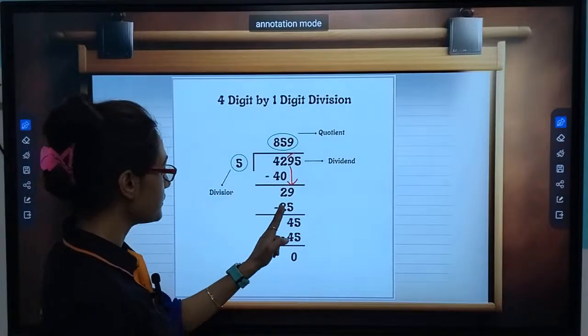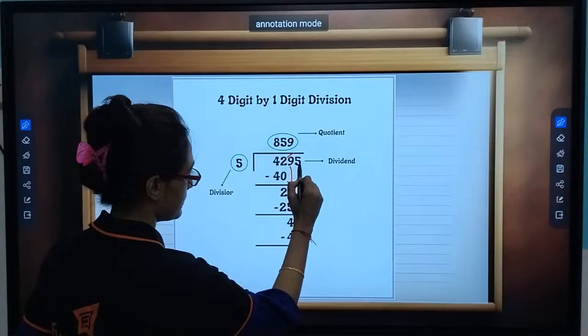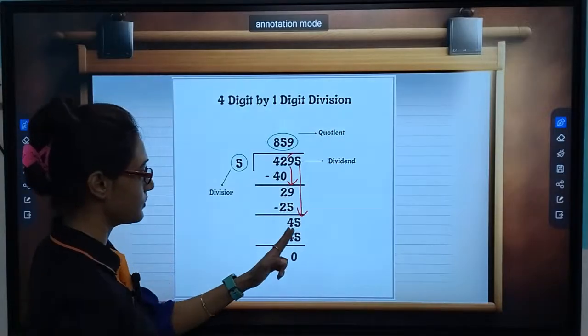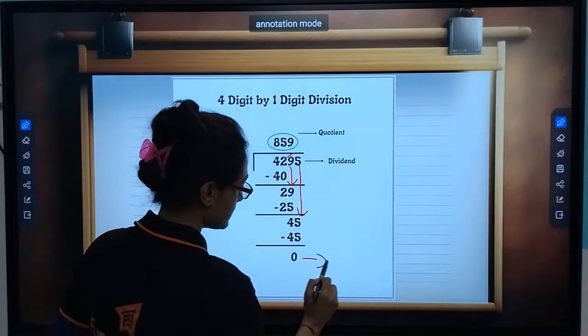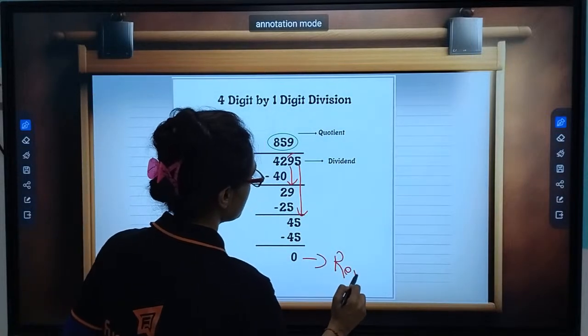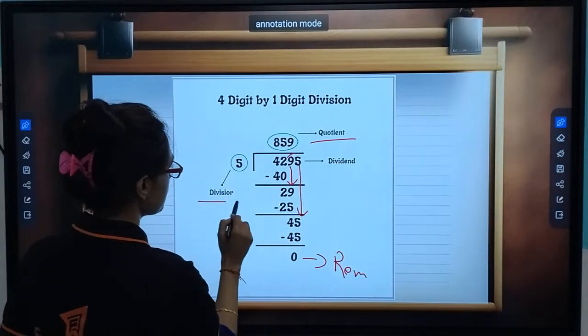Then 5 5s are 25. Okay, similarly 4 will come here. Next 5 is coming down. 5 9s are 45. So the remainder here is 0. Quotient is 598 and divisor is 5.